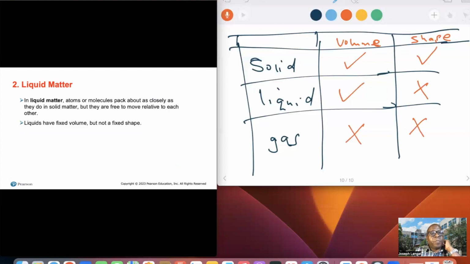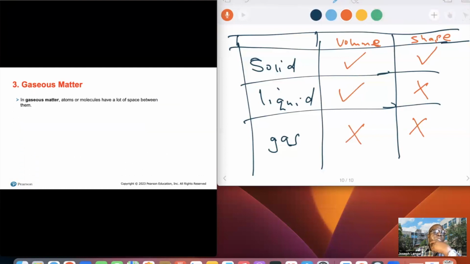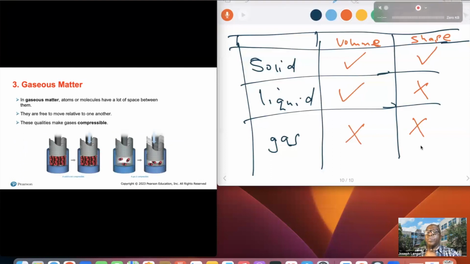Liquid matter has fixed volume. Look at this, fixed volume, but not fixed shape. So that's why I have a check mark here. They have fixed volume and no shape. If we go look at the gaseous state or gaseous matter, they don't have their own shape. They don't have their own volume. They assume the volume of the container.